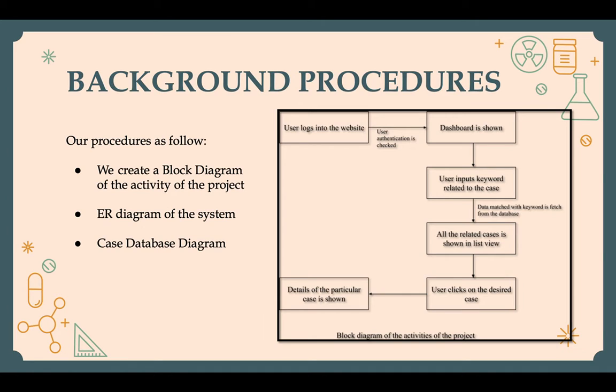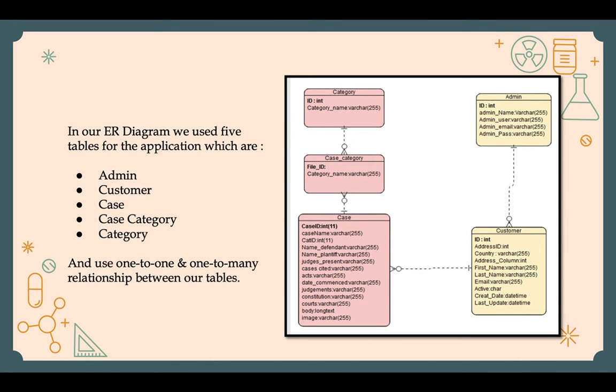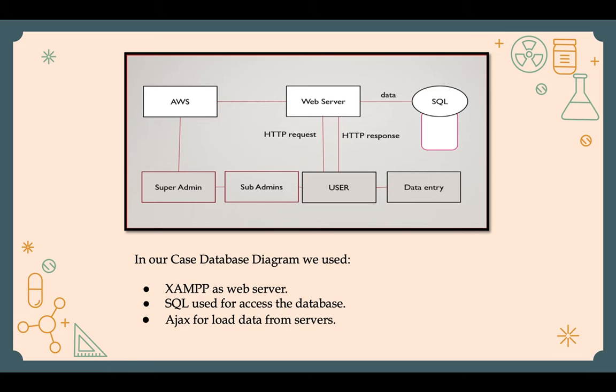So here are some background procedures we follow. Our procedure is as follows. We create a block diagram of the activity of this project. Then we draw our ER diagram for our databases, and we develop a database diagram. In this slide, you can see our ER diagram, which has admin, customer, and case category, and we used one-to-one and one-to-many relationships between our tables. This is our database diagram. We used XAMPP as a web server, SQL to access the database, and AJAX to load data from servers.